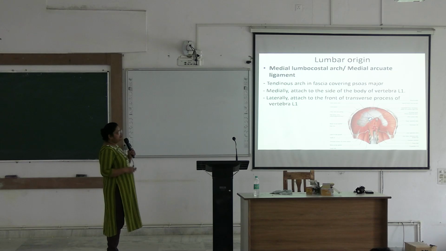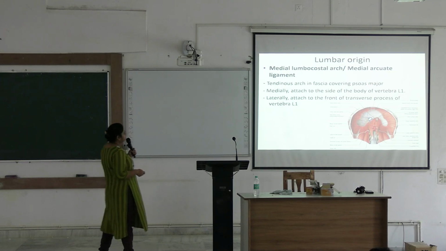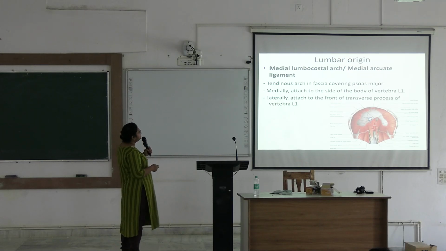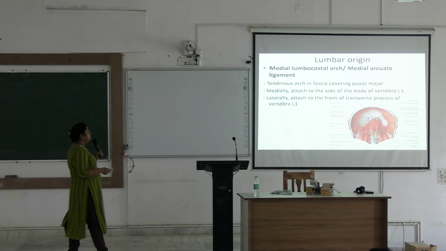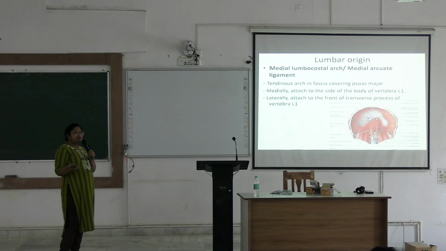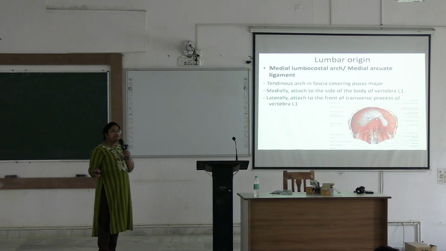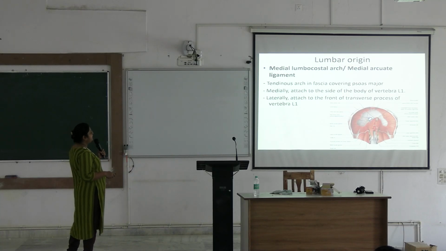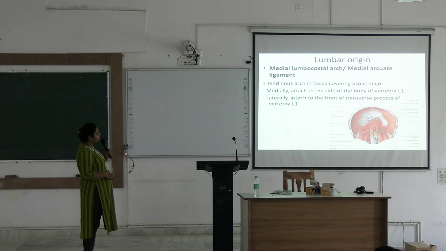Next is the lumbar origin or vertebral origin. These origins are divided into these ligaments and the crus. Medial lumbocostal arch or medial arcuate ligament. Here is the medial arcuate ligament. It is a tendinous arch in the fascia covering psoas major. The fascia covering psoas major is thickened posteriorly to form this ligament. Medially, it is attached to the side of the body of the first lumbar vertebra. Here is the first lumbar vertebra. Laterally, it is attached to the front of the transverse process of L1 vertebra.